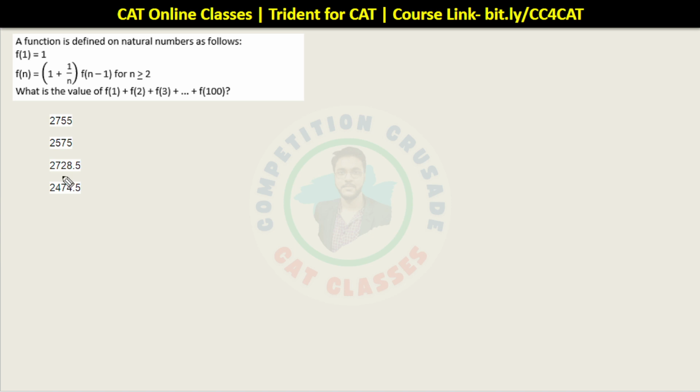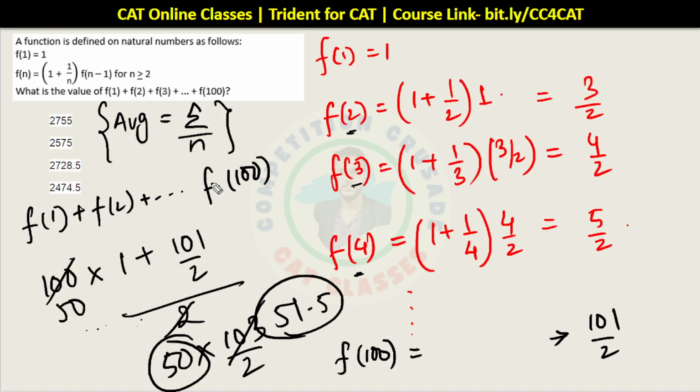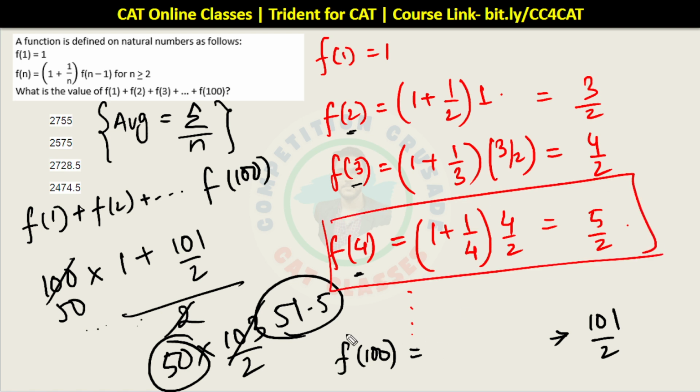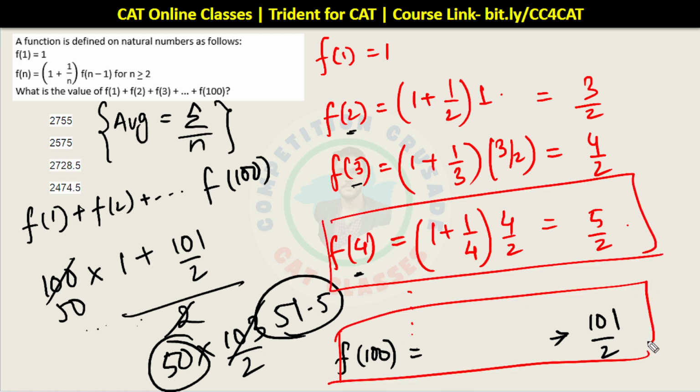Before I go to the next question, I must tell you that I solved it very easily, but then to understand the pattern and predict the last term, that the last term f of 100 will be 101 by 2 and not 100 by 2, would have taken you some time. Okay.